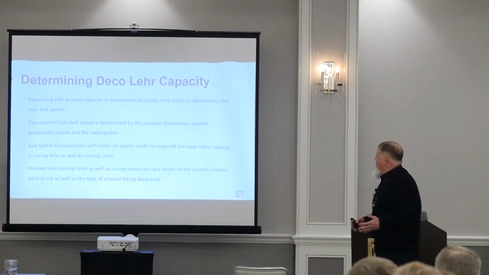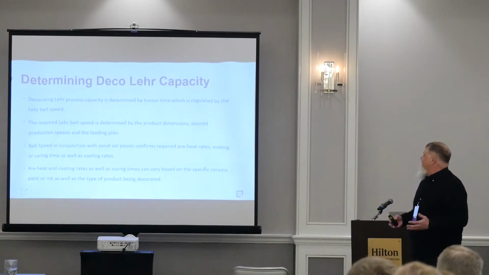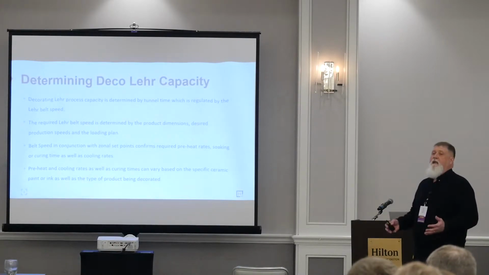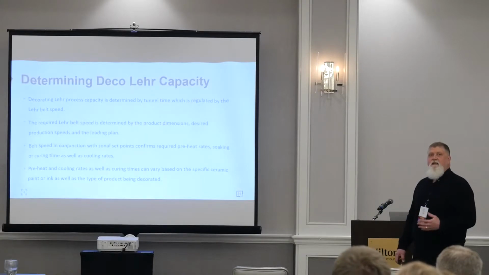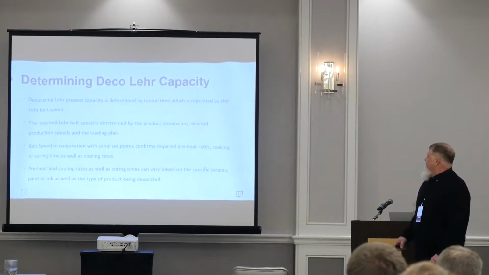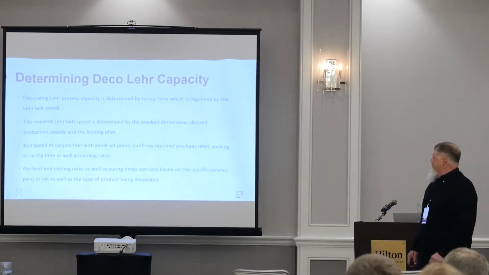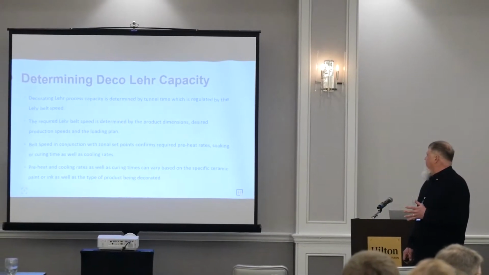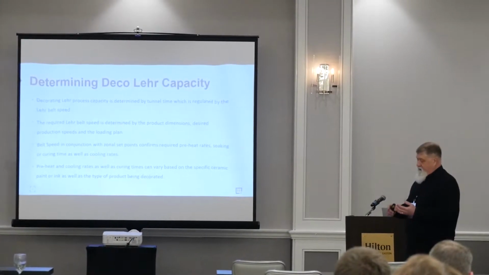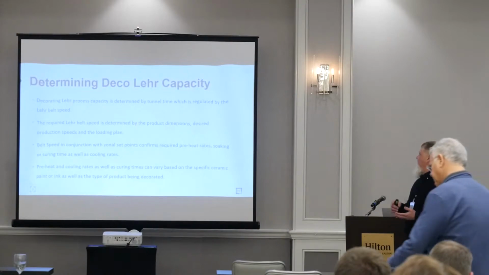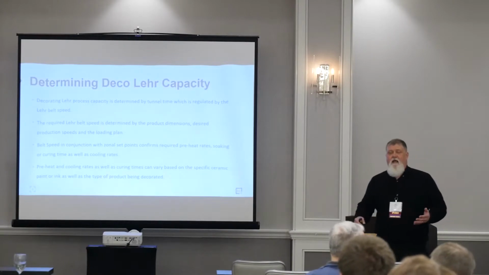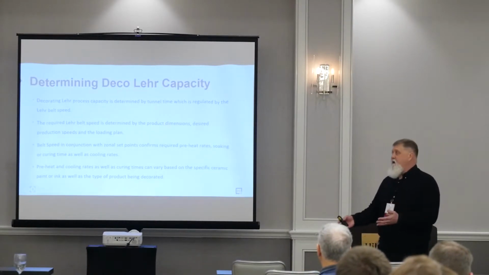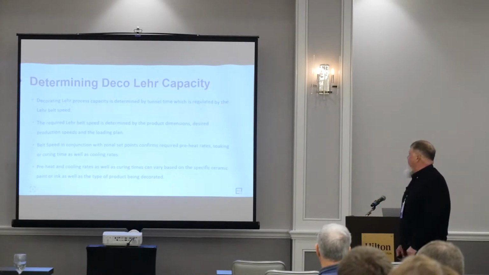The decorating lyre process capacity is really determined by the tunnel time, which is regulated by the belt speed on the lyre. The required belt speed is determined by the product dimensions, the desired production speeds, and your loading plan. The belt speed in conjunction with the zonal set points in the lyre confirms the required preheat rates, soaking time or curing time, as well as, when we're dealing with ACL and glass, it determines the annealing, the re-annealing process, and then finally your final cooling rates.